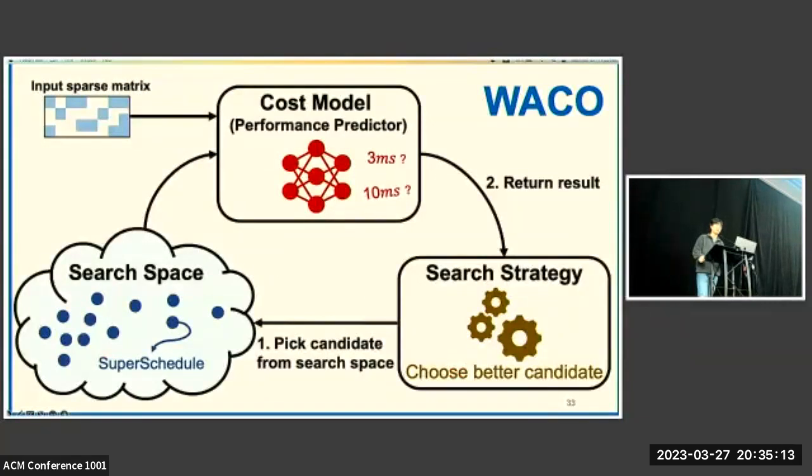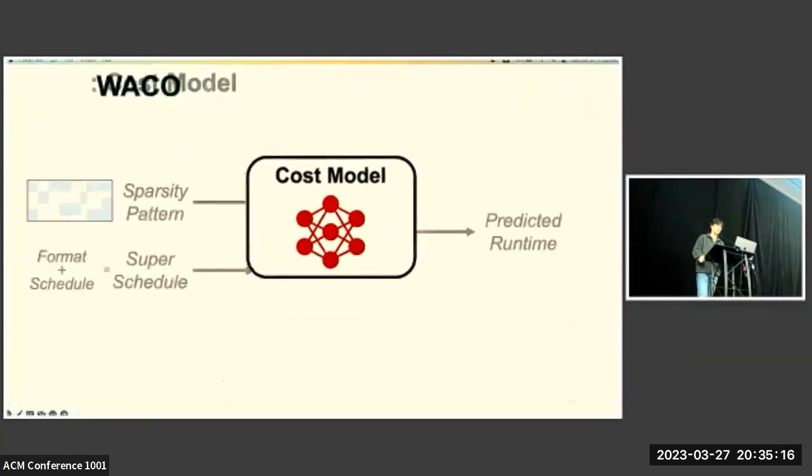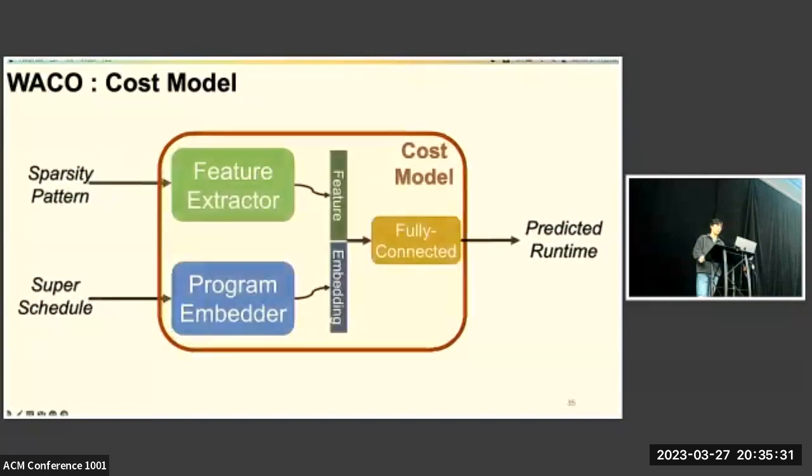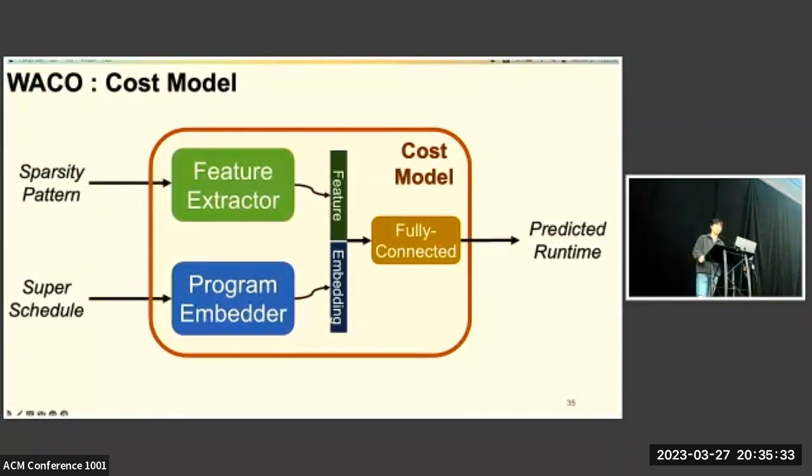Now, let's take a look at our cost model design. Our cost model needs to understand a coupled behavior between sparsity pattern and the format and schedule. To achieve this, we designed the cost model to take two inputs, sparsity pattern and superschedule. It then predicts the program runtime. For Wako, we used a deep learning-based cost model composed of 3 parts. The feature extractor to analyze the sparsity pattern, secondly, the program embedder to analyze the format and schedule, and finally, a fully connected layer to consider coupled behavior between these two inputs. Here, let's focus on the feature extractor for now.